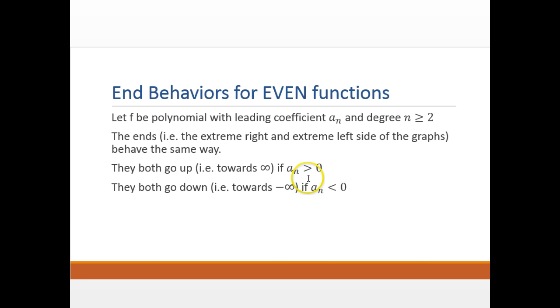So with even functions, they're either both up or both down, and the way we can determine whether they're both up or both down is to look at the leading coefficient, the a sub n. If the leading coefficient's positive, they're both up. If it's negative, they're both down.